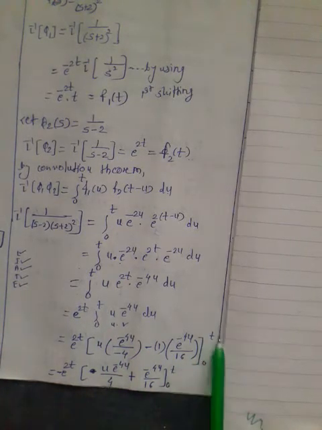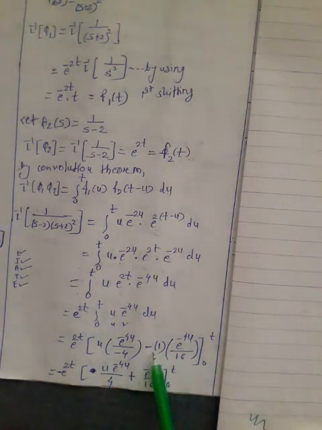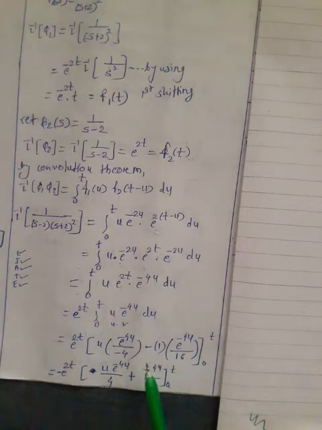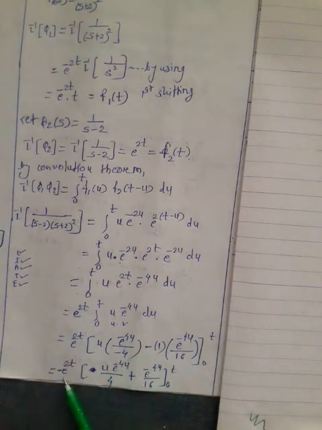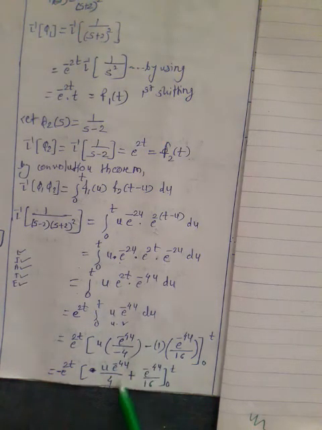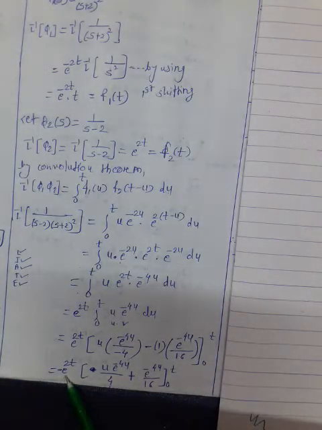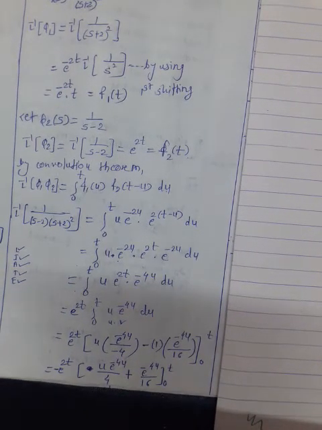Now put the limit t in u first. Take minus first and simplify this term by removing the brackets. Take minus outside, we get minus e raised to 2t into the bracket u e raised to minus 4u upon 4 plus e raised to minus 4u upon 16. All gets plus because we already took the minus outside. Okay.